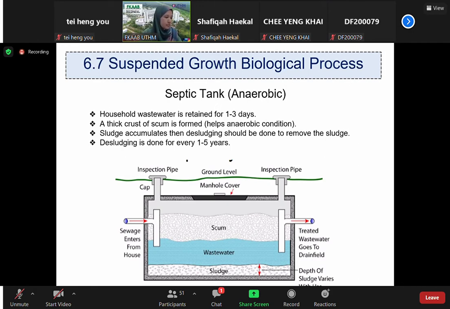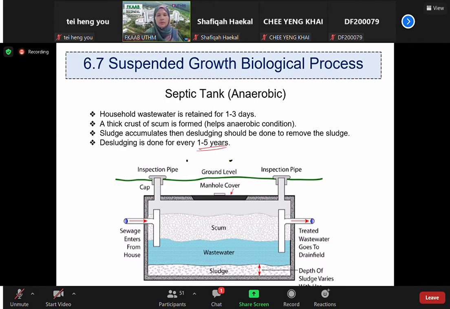Kita baru tahu. Dia kata 1 hingga 5 tapi sebenarnya 1 hingga 3 tahun you need to desludge. Kena panggil lah kontraktor ataupun mana-mana kontraktor ataupun subcon daripada IWK can do the emptying, ataupun kosongkan lah your septic tank tu.